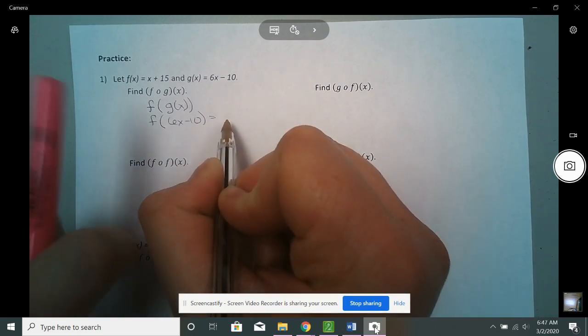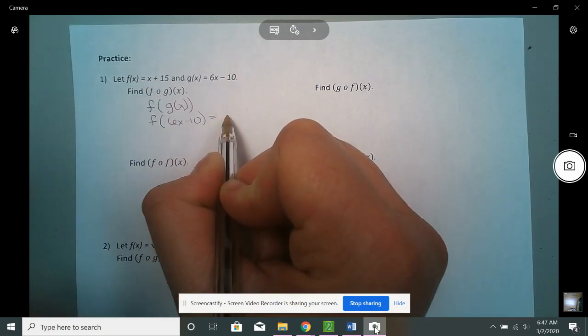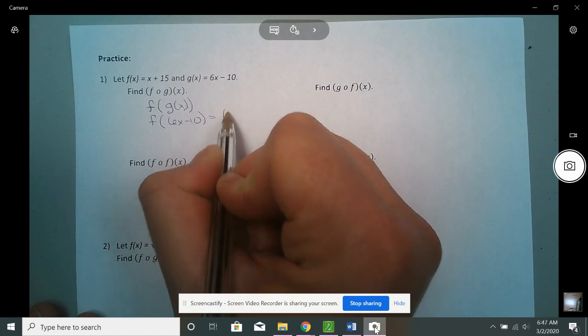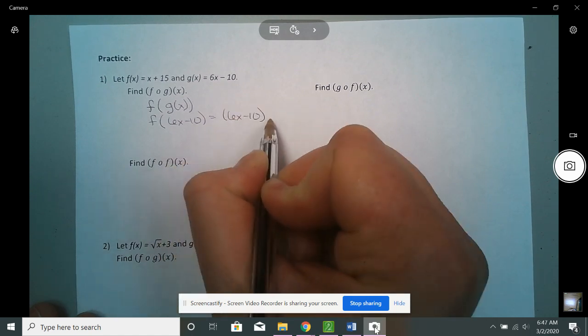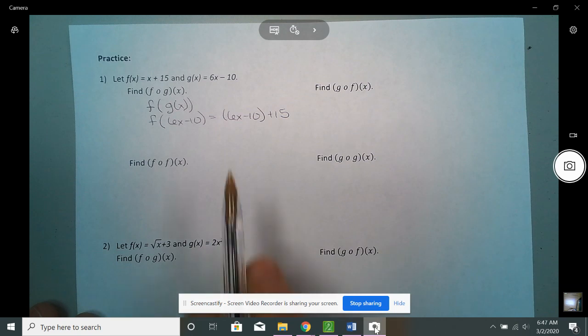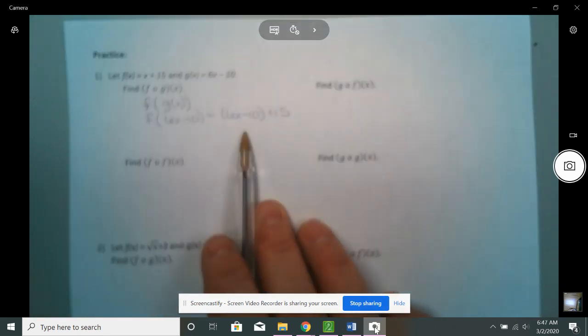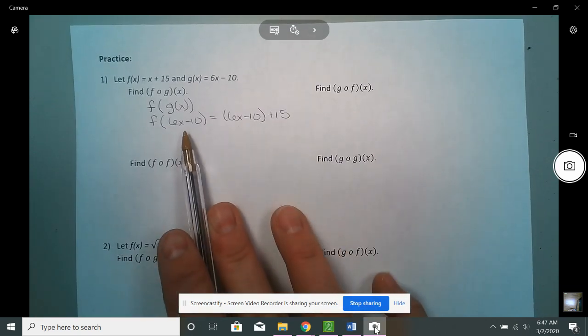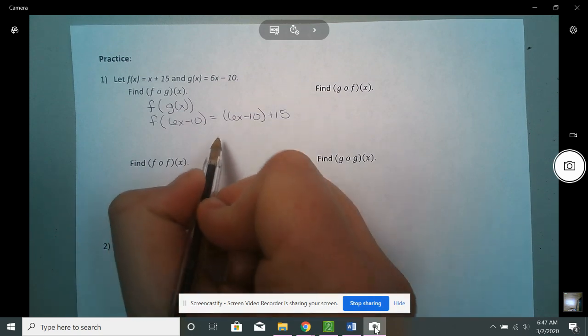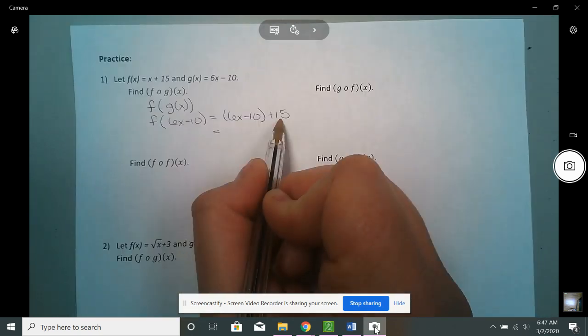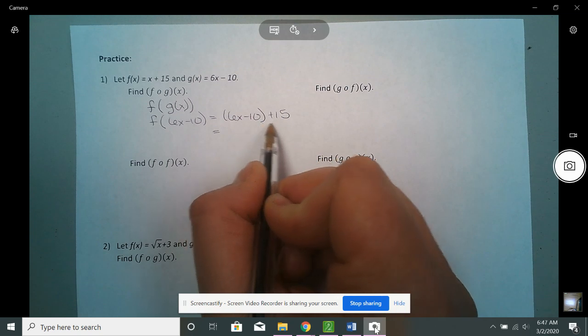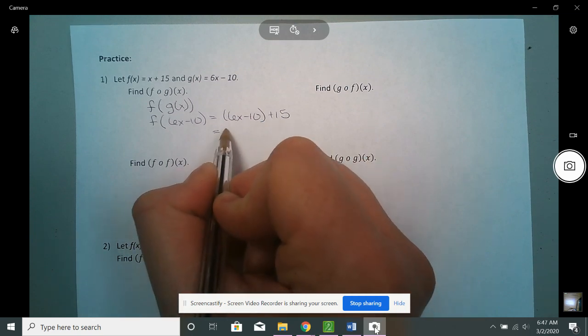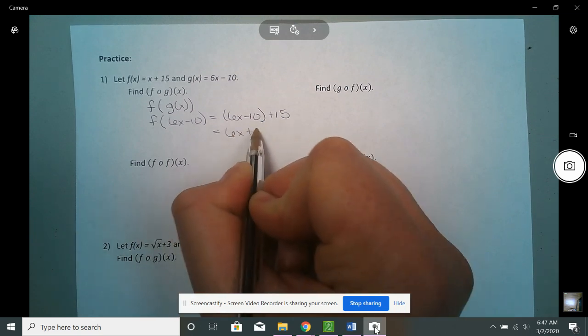The input position is here in front of 15. So it will be 6x minus 10, add 15. All I'm doing is taking out the x and replacing it with the g function. Now to simplify. Here I can combine like terms of negative 10 plus 15. So I'll have 6x plus 5.